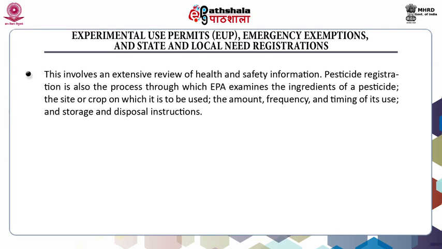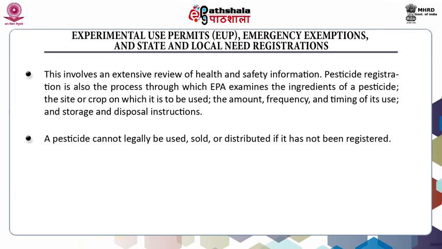This involves an extensive review of health and safety information. Pesticide registration is a process through which EPA examines the ingredients of a pesticide, the site or crop on which it is to be used, the amount, frequency and timing of its use, and storage and disposal instruction. Now, a pesticide cannot legally be used, sold or distributed if it has not been registered.